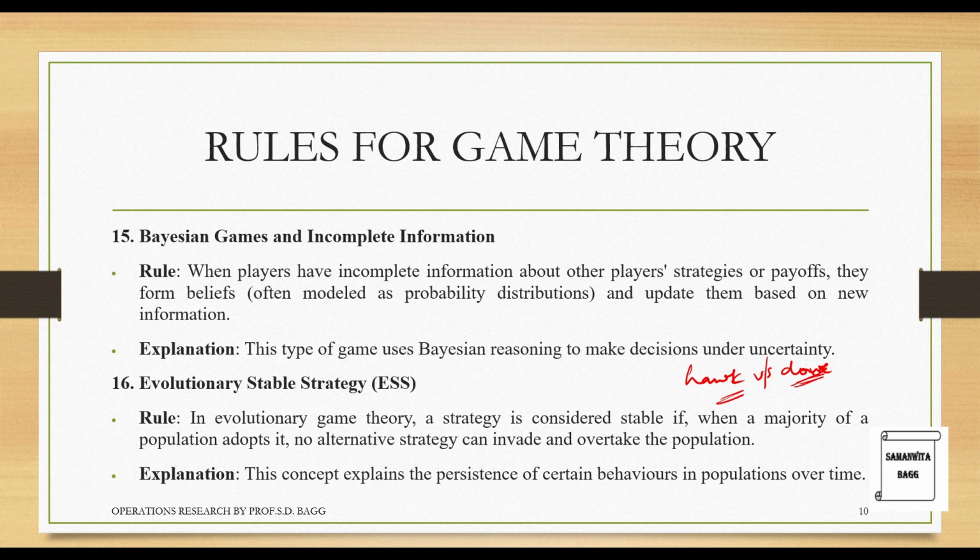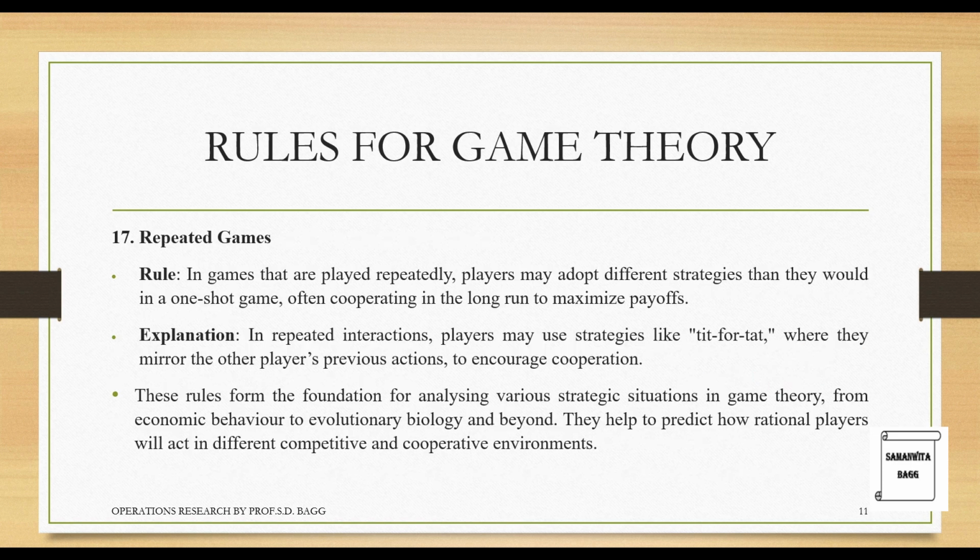So this concept explains the persistence of certain behaviors in populations over time. How certain people get the work done by their aggressive behaviors or how people cooperate and get their work done. So that is the game theory of hawks versus doves. The last one is repeated games.